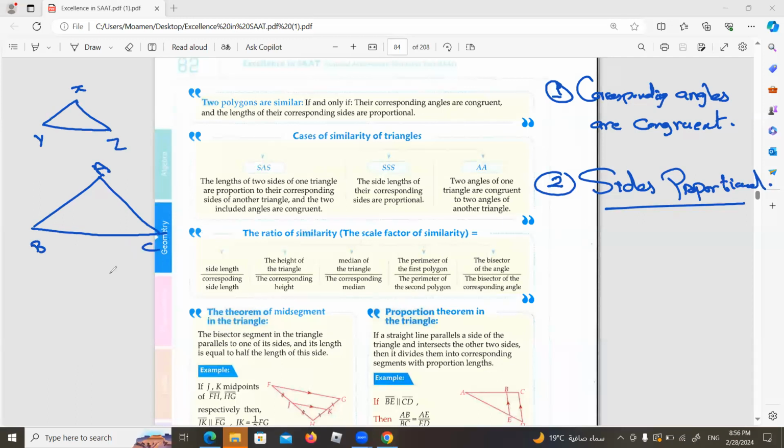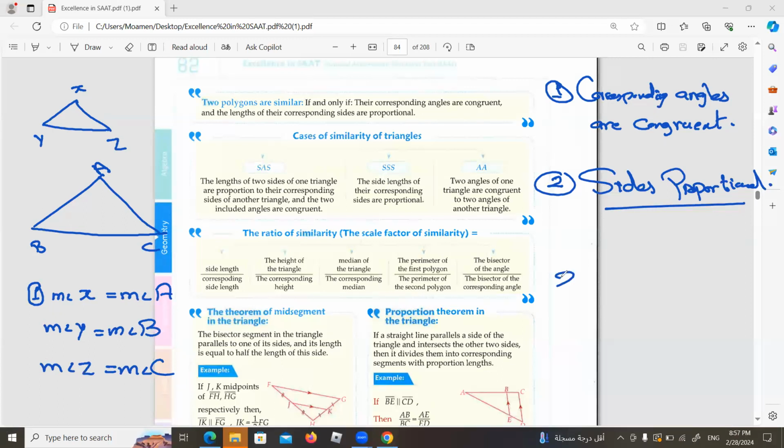These two triangles are said to be similar if, number one, the corresponding angles are congruent. It means the measure of angle X equals the measure of angle A, the measure of angle Y equals the measure of angle B, and the measure of angle Z equals the measure of angle C.